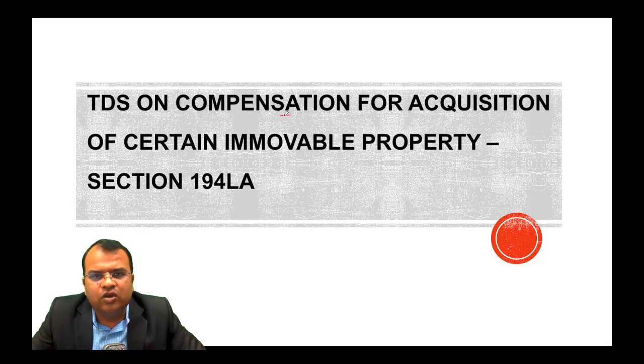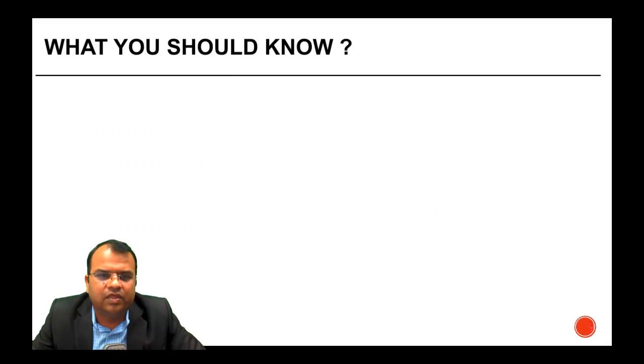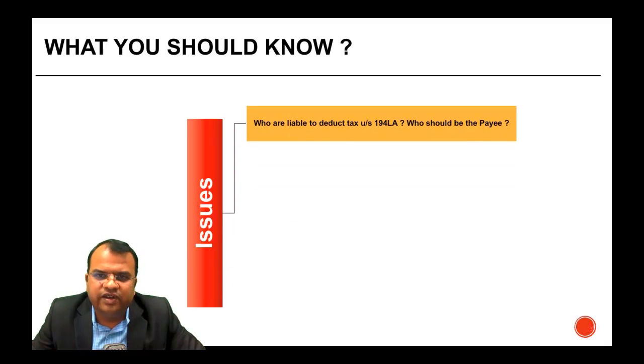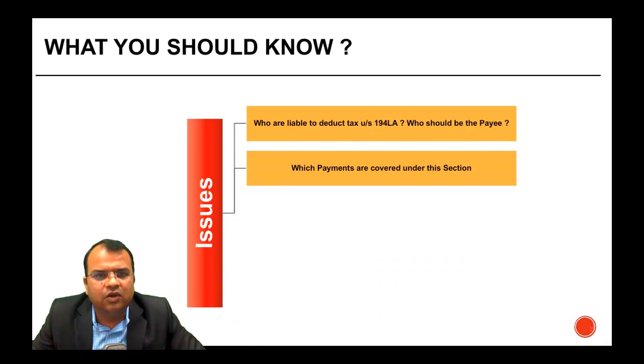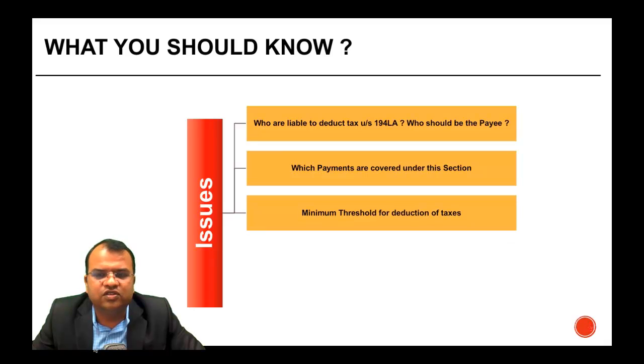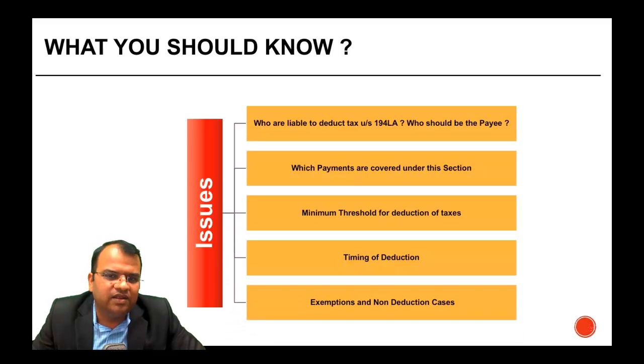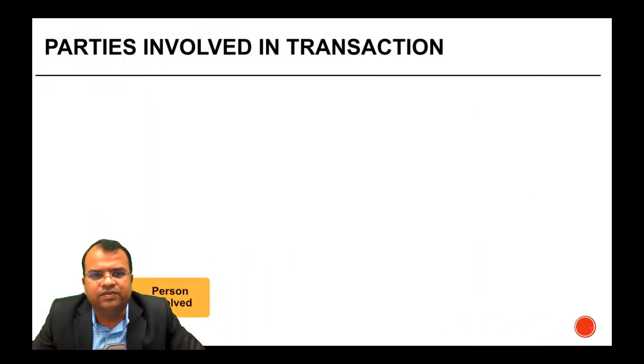Let's look at TDS on compensation for the acquisition of certain immovable property, Section 194 LA. So what are the issues? Who's the deductor? Who's the recipient? What are the payments covered under this section? What's the minimum threshold below which TDS is not required to be deducted? When is TDS required to be deducted? And when are the exemptions available?